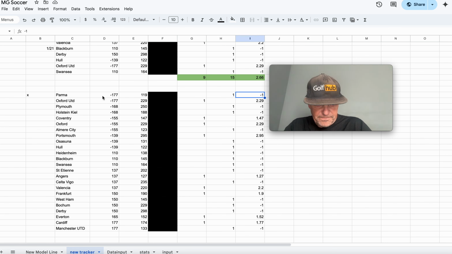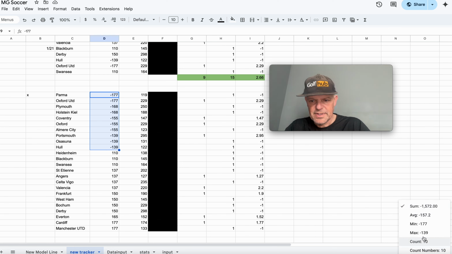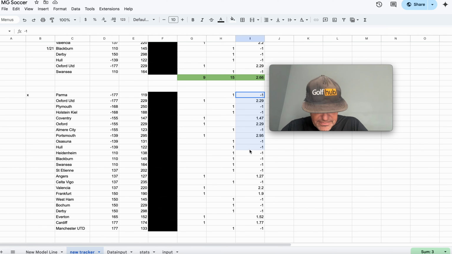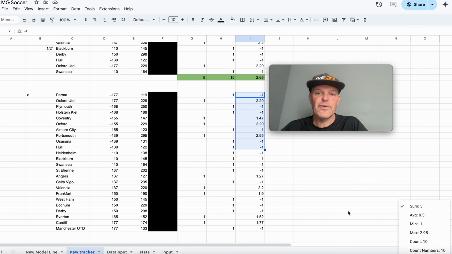Let's look at all of the favorites, which is going to be Parma all the way down to Hull, which is a total of 10 matches. So in that back test of the 24, we had 10 teams that were basically favorites via my line, but they were underdogs at the books. So if we highlight all that, we get a sum of 3 units.